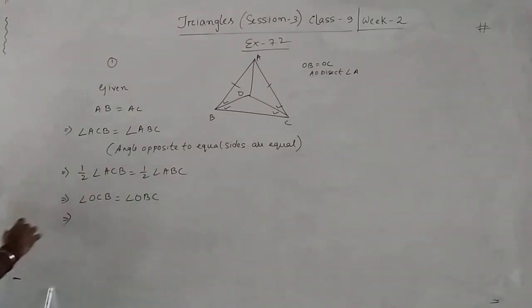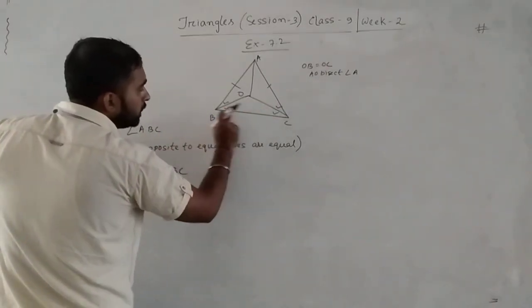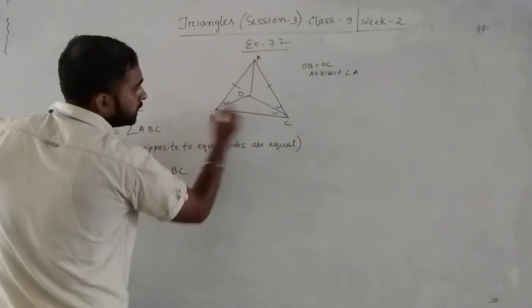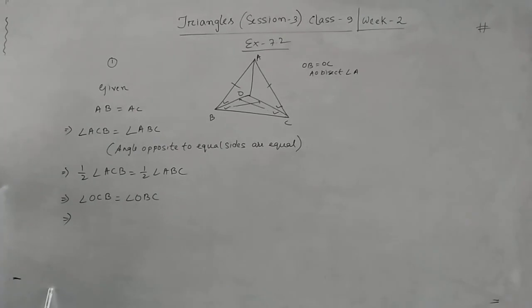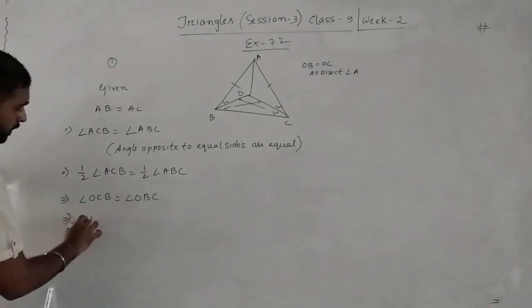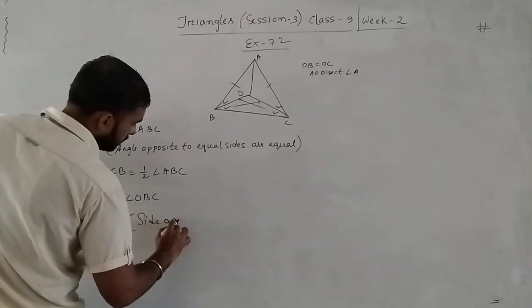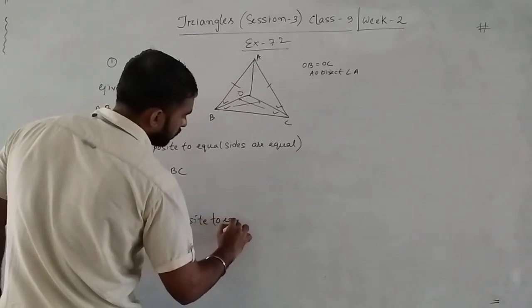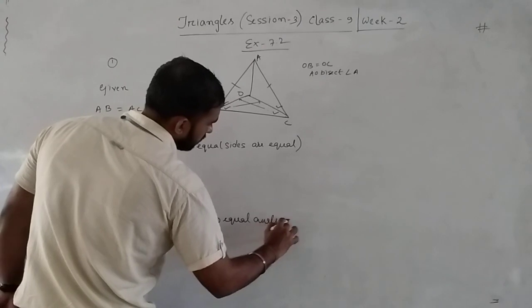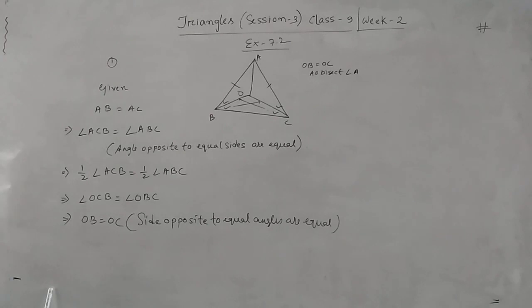Now here vice versa we use. See, in triangle OBC, if this angle and this angle are equal, then the sides opposite to them will be equal. OB equal to OC. Reason: sides opposite to equal angles are equal. So the first one is done.